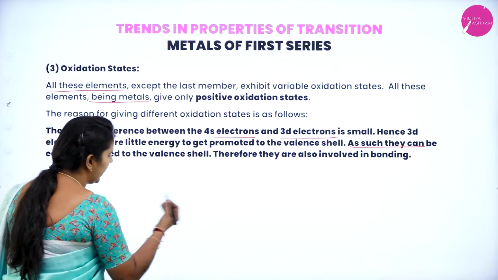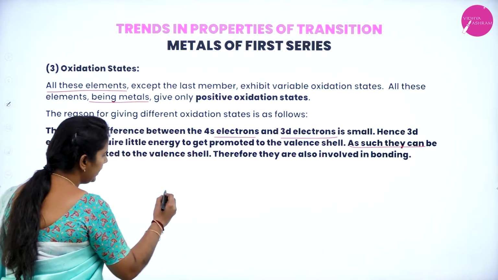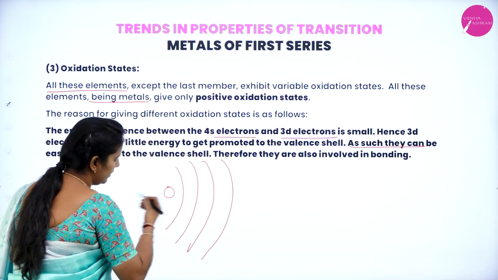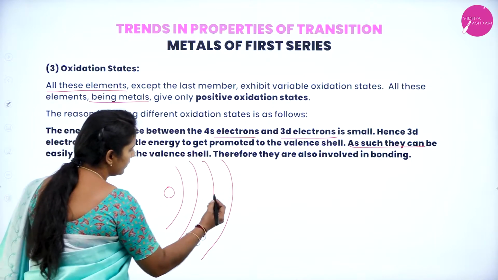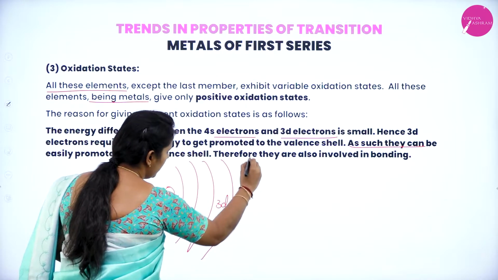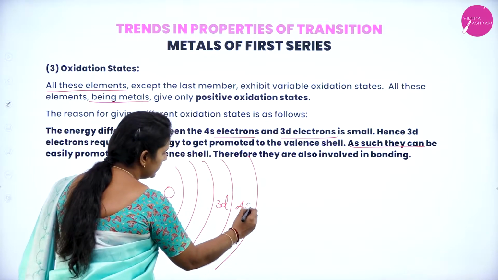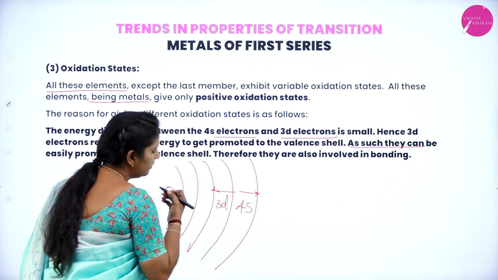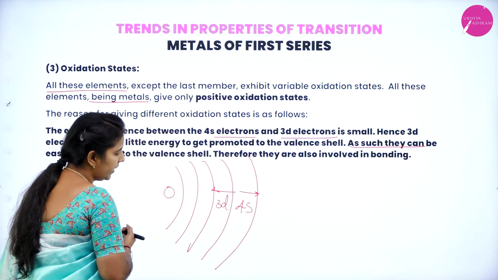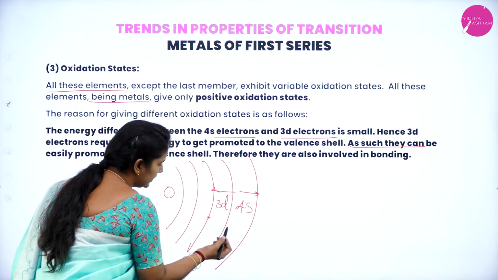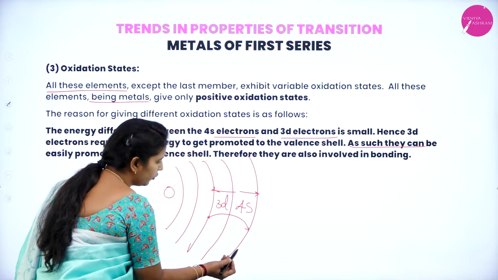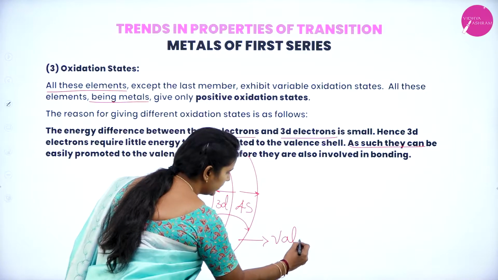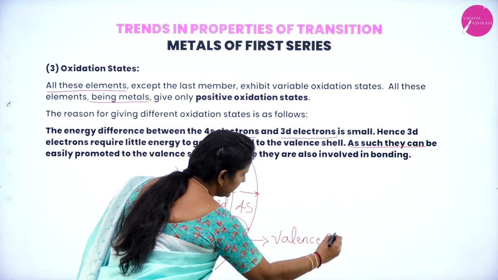So first I will take an example by taking the nucleus followed by the number of shells. This is my 3d shell, followed by 4s. The energy gap between this 4s and the 3d is very small, in such a way that the electrons present in the 3d can easily jump to the 4s. If it is present in the 4s, we know that this is a valence shell.